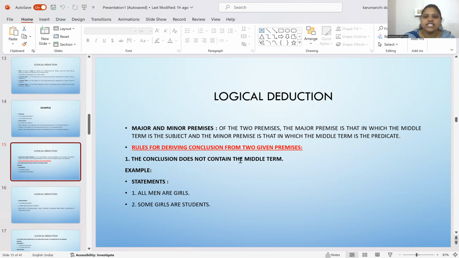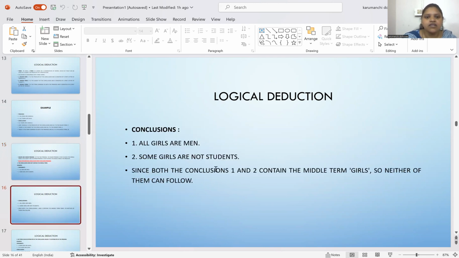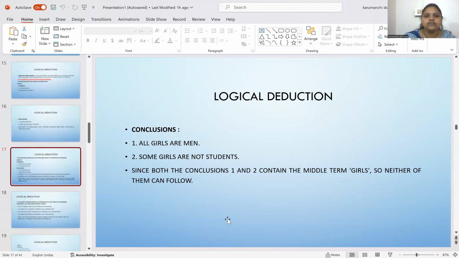So we have rules for deriving conclusions from two given premises. The first rule is that the conclusion does not contain the middle term. Here, the common term present in both statements is girls, right? The first statement is all men are girls, and the second statement is some girls are students. In the conclusions, all girls are men, some girls are not students. Both conclusions contain the middle term, so neither of them will come under this rule.